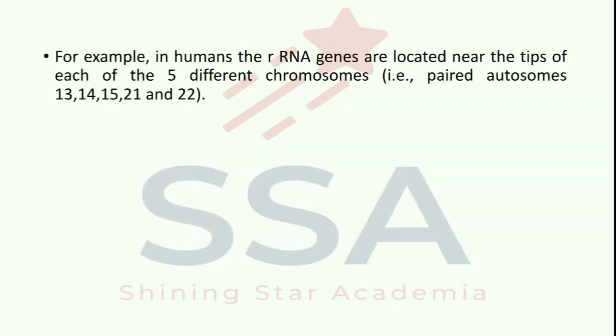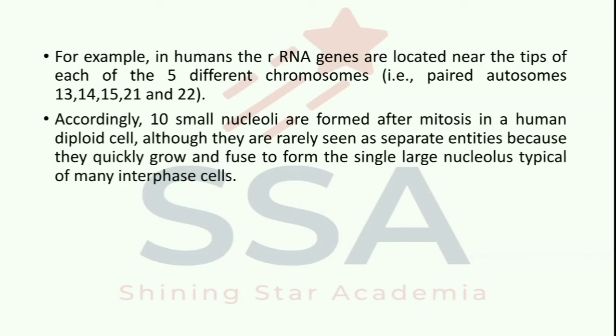For example, in humans, the rRNA genes are located near the tip of each of the 5 different chromosomes, that is paired autosomes 13, 14, 15, 21 and 22. Accordingly, 10 small nucleoli are formed after mitosis in a human diploid cell, although they are rarely seen as separated entities because they quickly grow and fuse to form the single large nucleolus typically of many interphase cells.